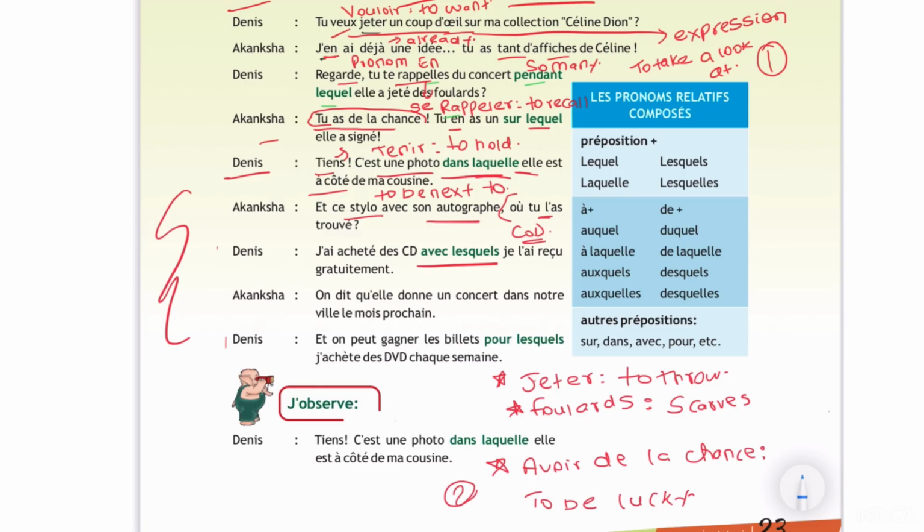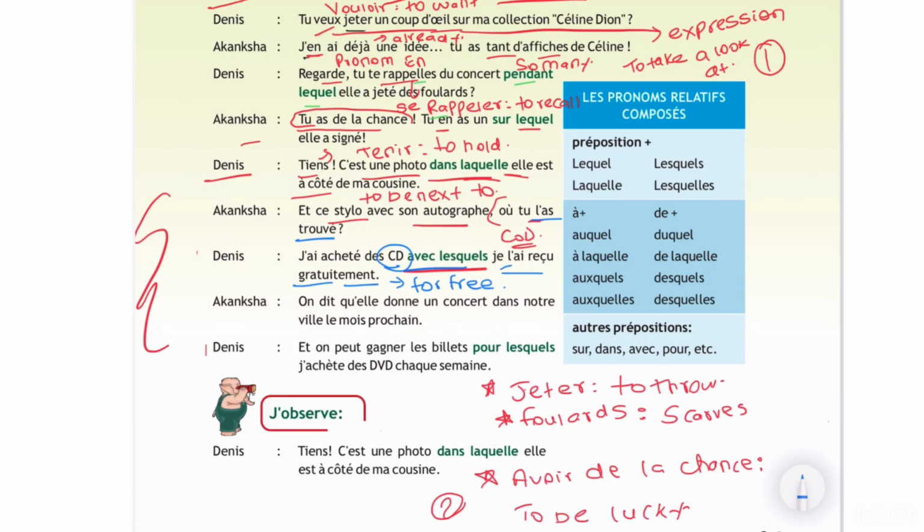This will be easier for you to understand because this whole chapter is about pronouns. As I was saying, she's asking where he found them. That is passé composé, right? So he responds, j'ai acheté des CD avec lesquels je les reçus gratuitement. That is, he bought CDs with which he received them free, free of cost. Gratuit means free, and gratuitement is an adverb which means freely. In English it's basically for free. He didn't have to pay for it, he received it free of cost with the CDs that he bought. Again, L apostrophe, that is your pronoun.